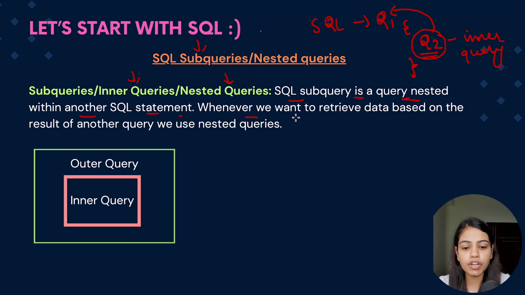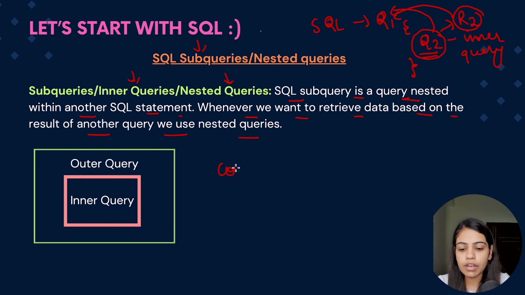So whenever we want to retrieve data based on the result of another query, we use nested queries. Consider that Q2 gives me a result R2 and based on R2 we are doing some filtration on Q1. So it is helping me as a subquery and helping me to give the details. Now why do we even need subqueries?